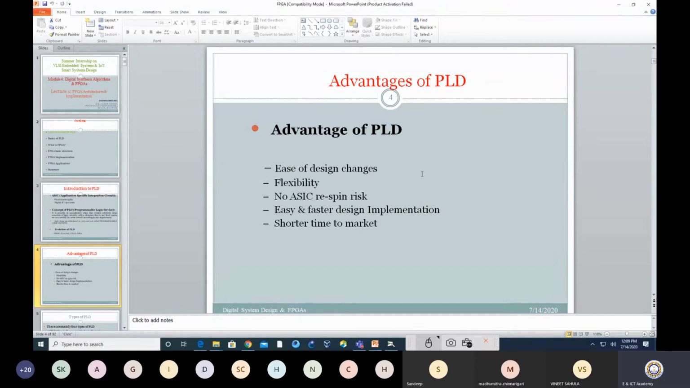For academic purposes, probably we would like to go for a PLD because maybe I would go for some lab session, or maybe I would go for some sort of design where I want some sort of flexibility. Flexibility means that if at all any error is there, then I can actually modify it, and again I can implement it on hardware.